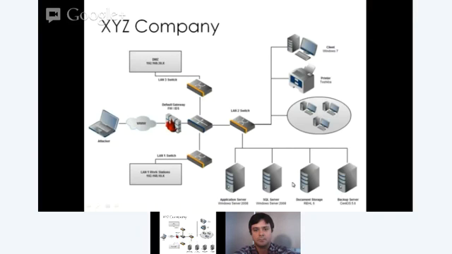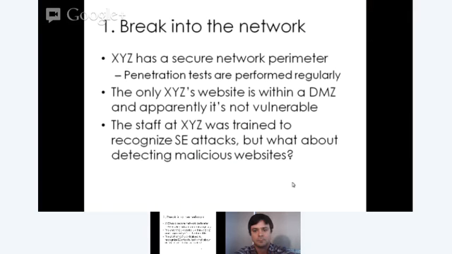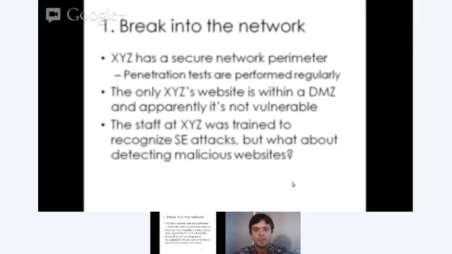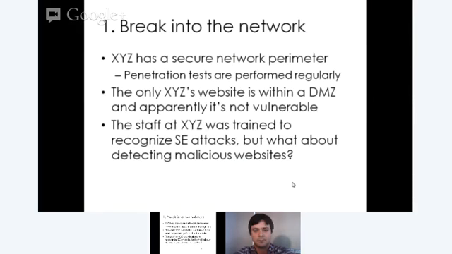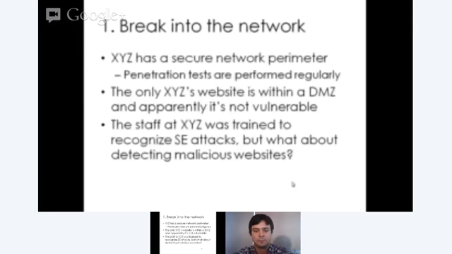So the XYZ company is aware of the risks of the internet. They handle very sensitive information, so they perform penetration tests regularly. Their network perimeter was pretty much secure. Their website apparently had no vulnerabilities, and the staff at XYZ was trained to recognize social engineering attacks. So it looked like a really solid company.